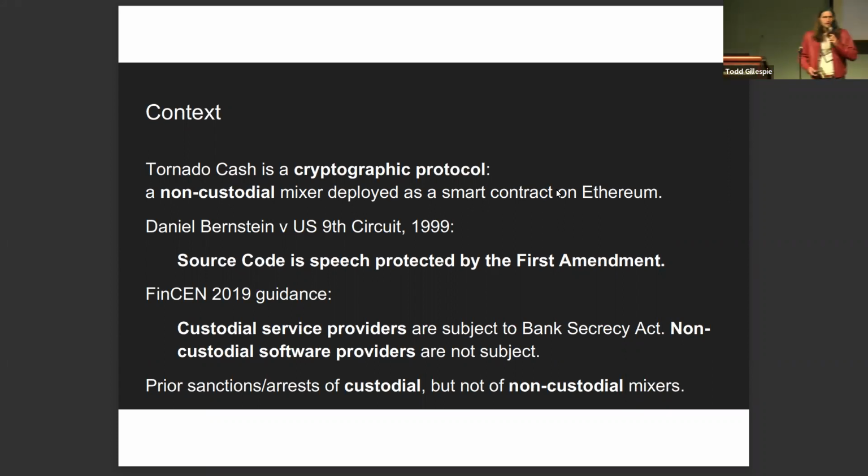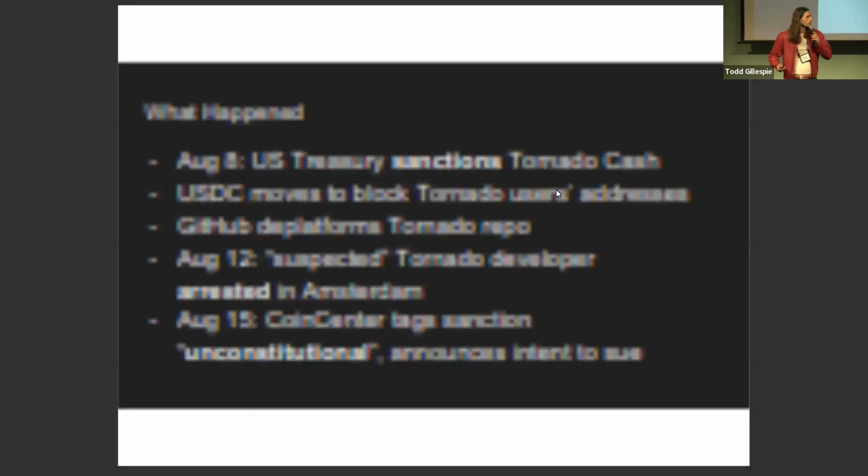What that specifically means is that, am I speaking quietly? Sorry. So yeah, what that specifically means is that if you are an application that takes custody of assets and there is an administrator of such assets, you are a custodial service provider. Tornado Cash is not a custodial service provider. So all prior sanctions and arrests have been of custodial service providers, which is in alignment with the FinCEN guidance. Tornado Cash is not a custodial service provider, and this should be alarming for a couple of reasons.